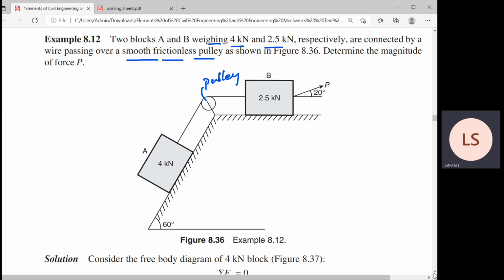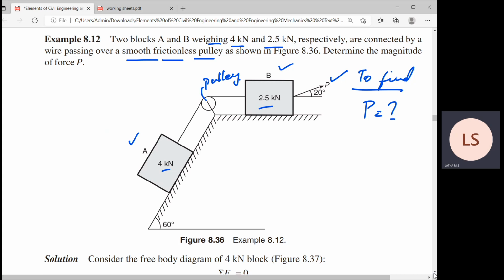At first you have to identify where the pulley is. Determine the magnitude of the value P. So they have asked you to find the value of P. Where is this P existing? P is existing here. You can see block A and block B. Block A is weighing 4 kilonewton and block B is weighing 2.5 kilonewton. And they are not telling how it is moving, where it is moving.